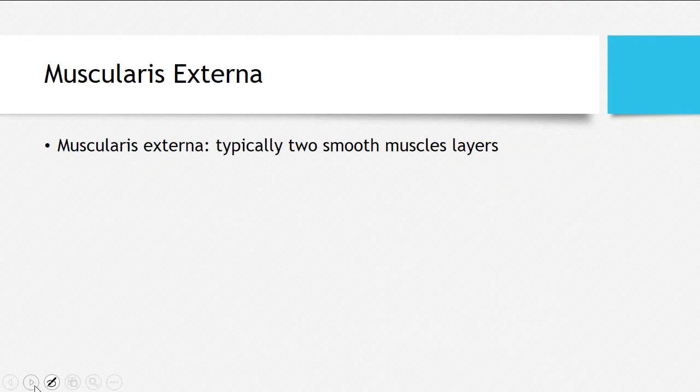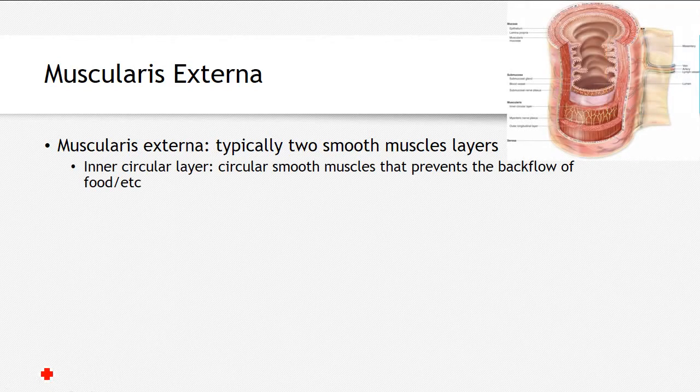The muscularis externa typically has two smooth muscle layers, depending on where we're located. Sometimes it's not smooth muscle but skeletal muscle. In other locations, there are three layers, and so on and so forth. In the large intestine, we have a minimized secondary longitudinal layer. So we have the inner circular layer of the muscularis externa, and that's this particular layer. It's called inner because it's closer to the mucosa, which is close to the lumen, right?